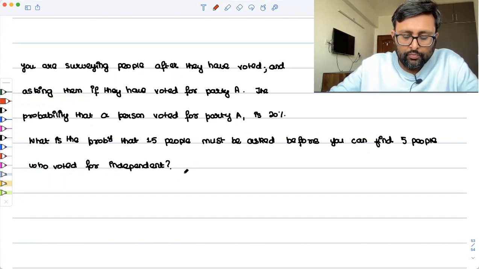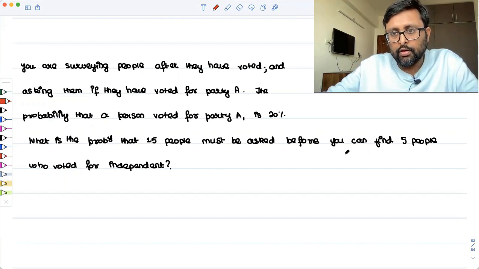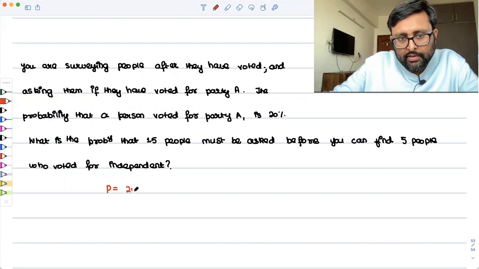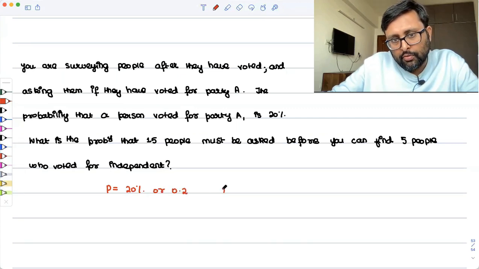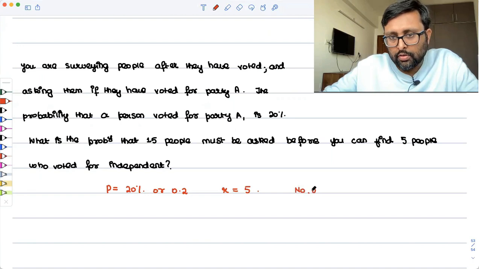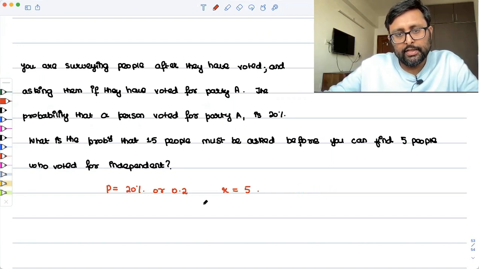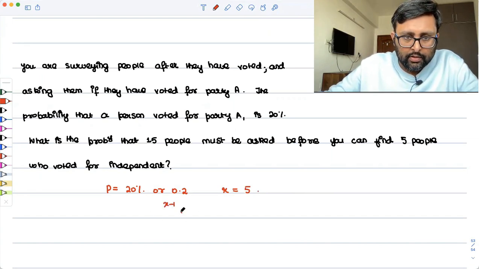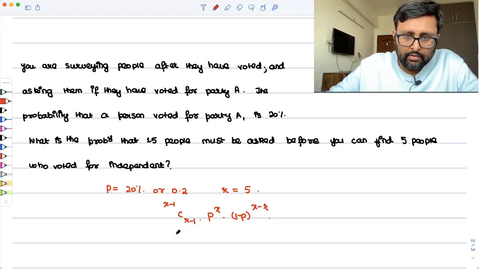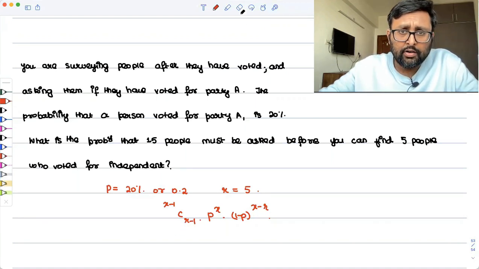So here x is 15. R is 5. That is what your success is. Probability is constant and they are independent. So the probability is 0.2, R is 5. How do you write this? That is x minus 1 C r minus 1, p to the power r, 1 minus p to the power x minus r. P to the power r, not x.